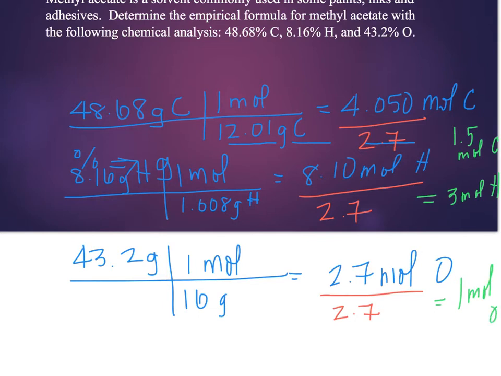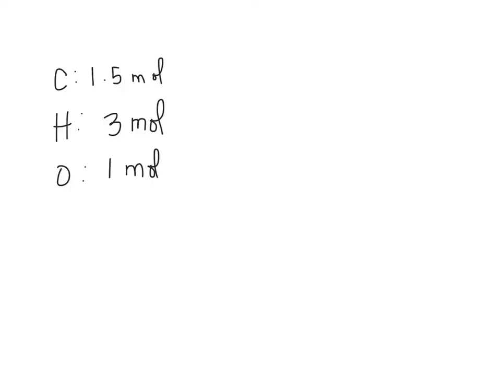So let me just write this on a clean sheet of paper and we'll continue the problem here. Essentially we had 1.5 moles of carbon, 3 moles of hydrogen, and 1 mole of oxygen. By definition of an empirical formula, we have to have the lowest whole number ratios. By looking at this, we can see that carbon is not a whole number. But if I multiply it by something, I can get it to a whole number.